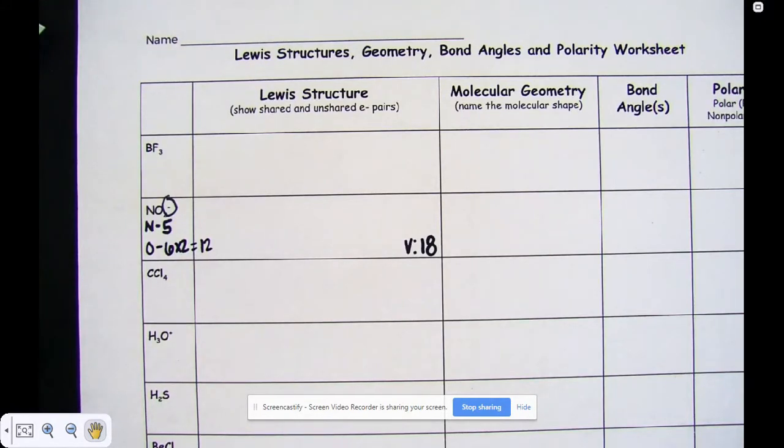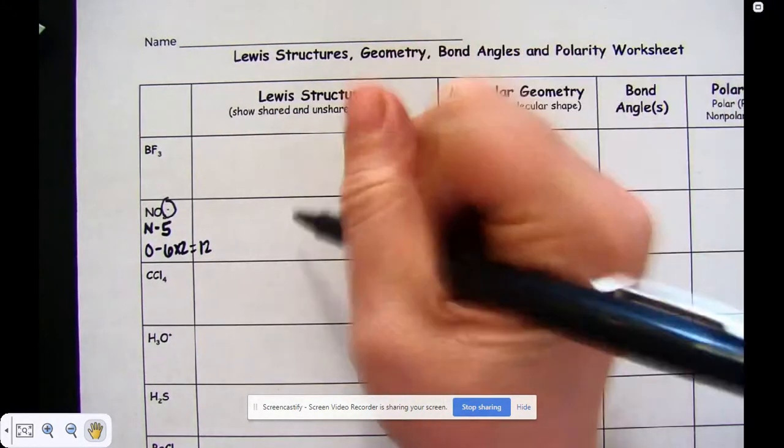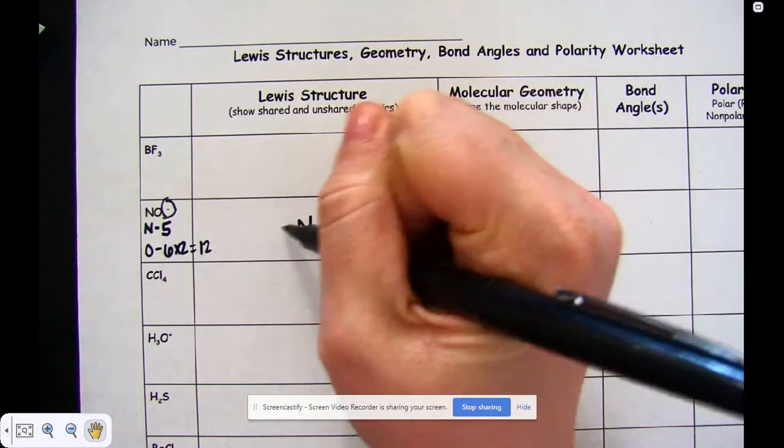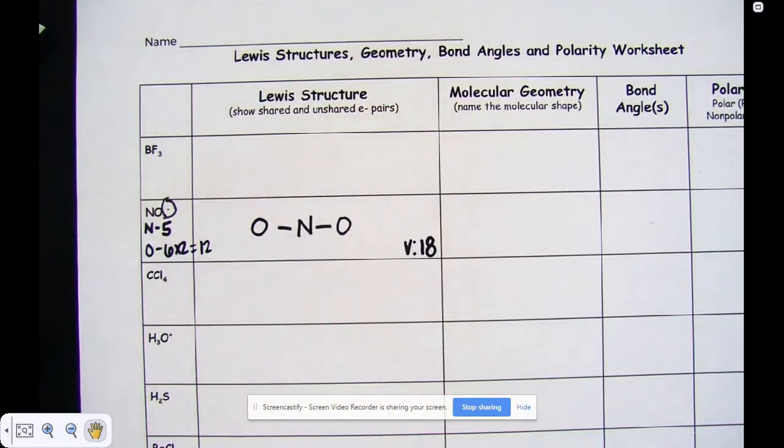Okay, so I start with my center atom. Because nitrogen, there's only 1 of them, it goes in the center. All right, my first thing to do is put oxygen on either side of my nitrogen. Okay, surround it with the 2, bond them to it. At this point, I have used 4 electrons.